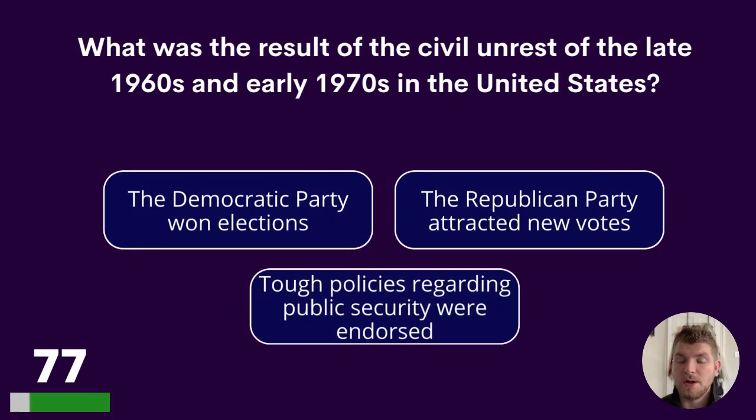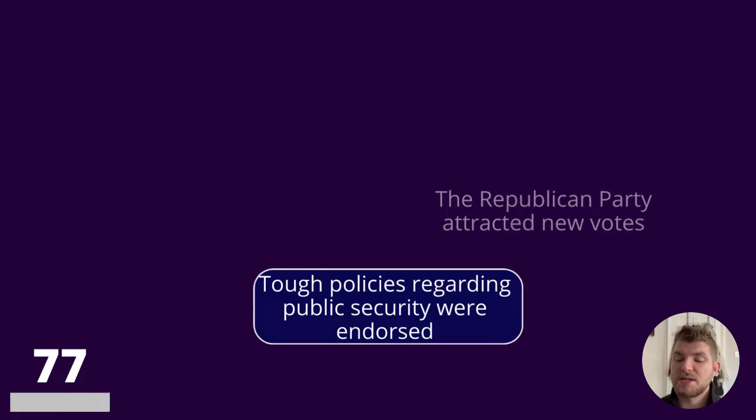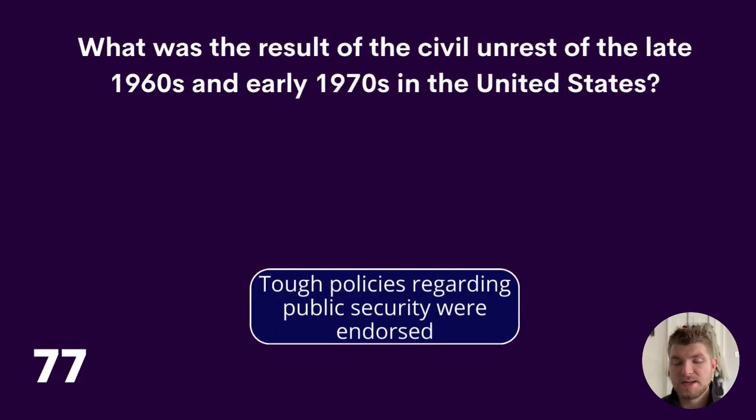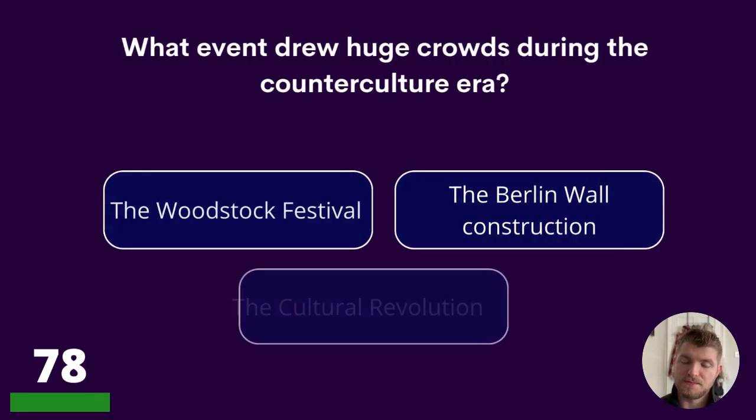Here's 77. What was the result of the civil unrest of the late 1960s and early 1970s in the United States? The Democratic Party won elections, the Republican Party attracted new votes, or tough policies regarding public security were endorsed? The answer is tough policies regarding public security were endorsed.